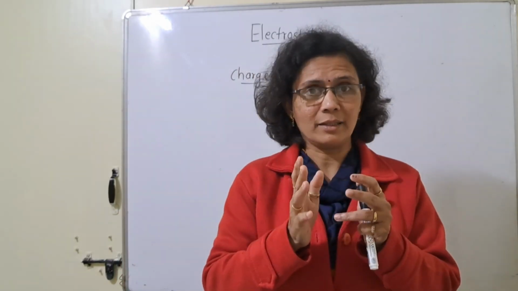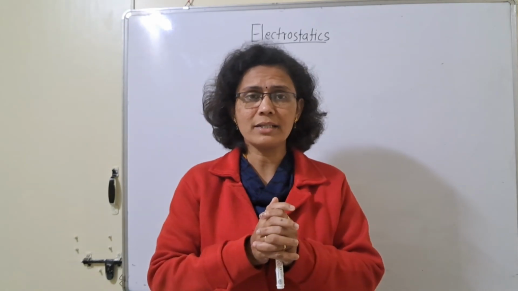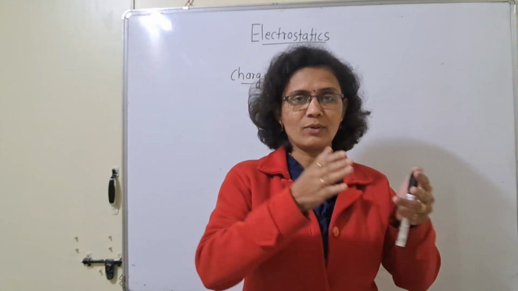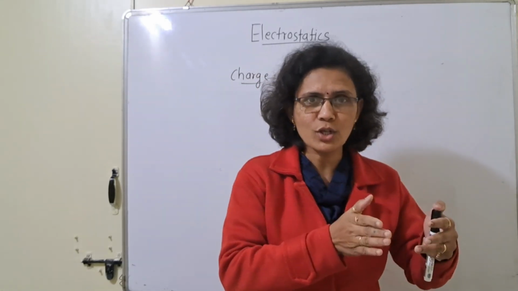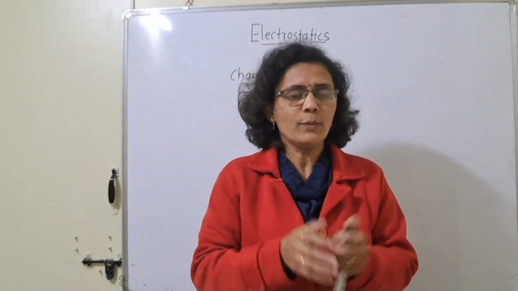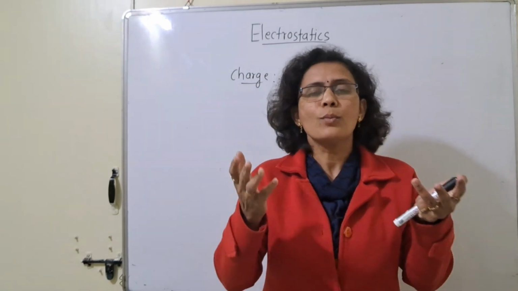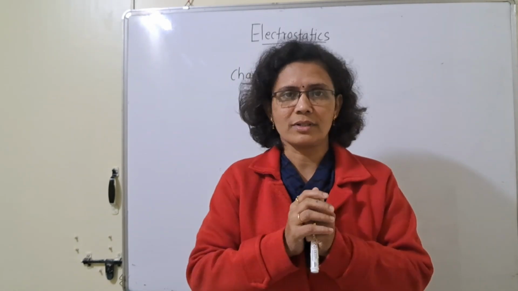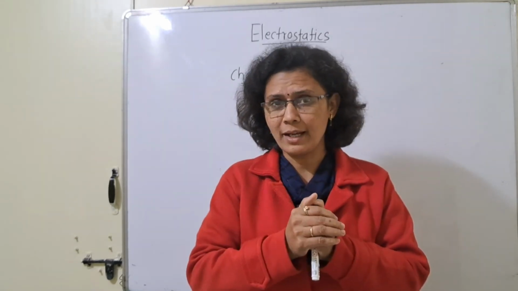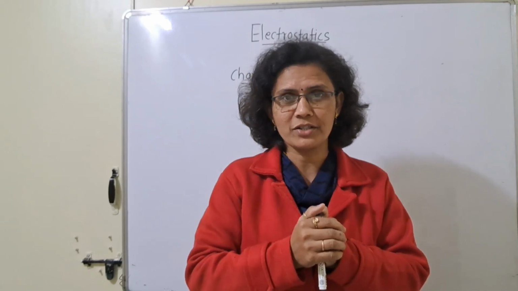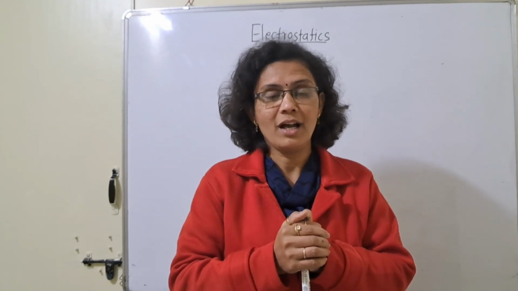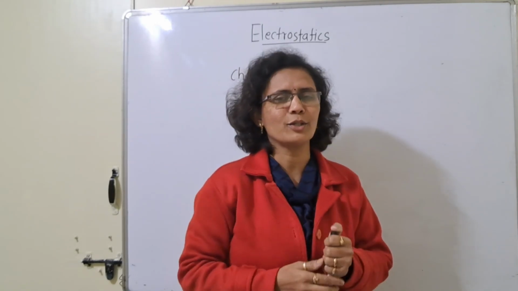If we consider an atom, the atom is electrically neutral. Why is it electrically neutral? Because the number of protons present in the atom is equal to the number of electrons. That is, positive charge is equal to negative charge, and therefore the atom is neutral. Most of the matter around us is neutral. Now, is it possible to make an uncharged body charged? The answer is yes. How? Let us see one experiment related to this.